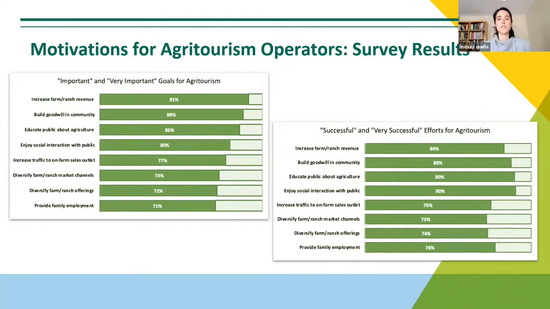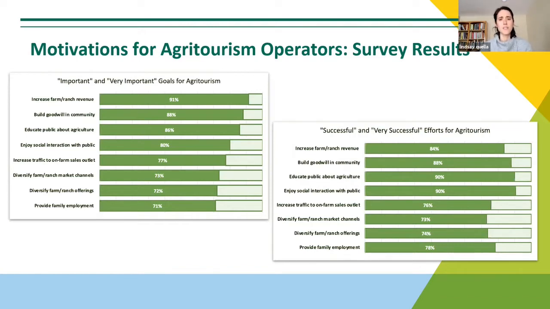A large percentage of respondents felt successful in achieving these community-related goals, such as education, social interaction, and building goodwill. And I just felt that was important to highlight, given what I just said about really the emphasis on these community goals. And we were really happy to see that respondents feel that they're successful in meeting those goals.